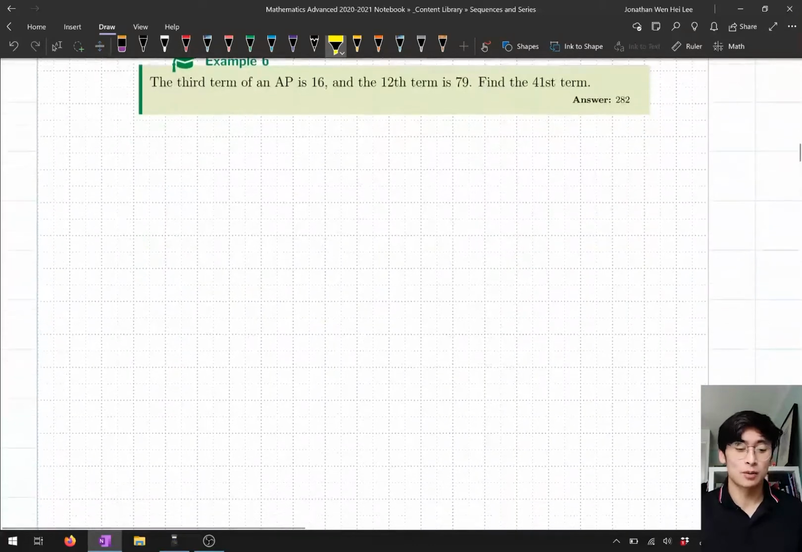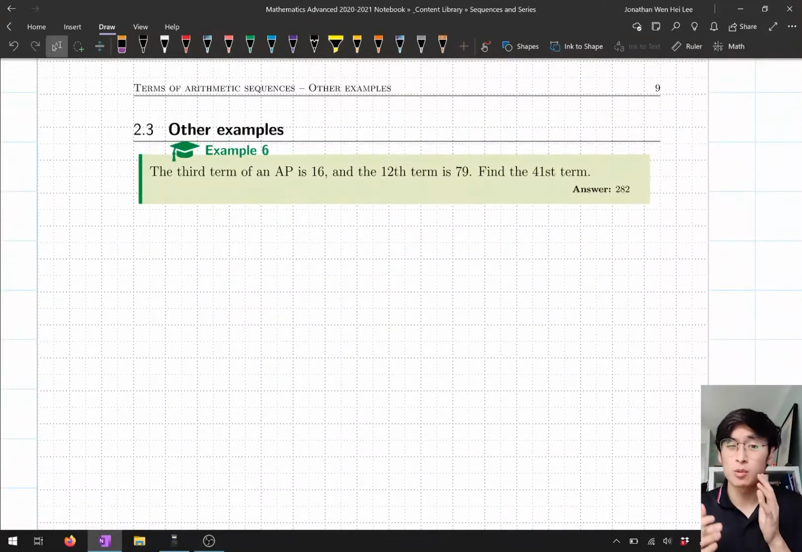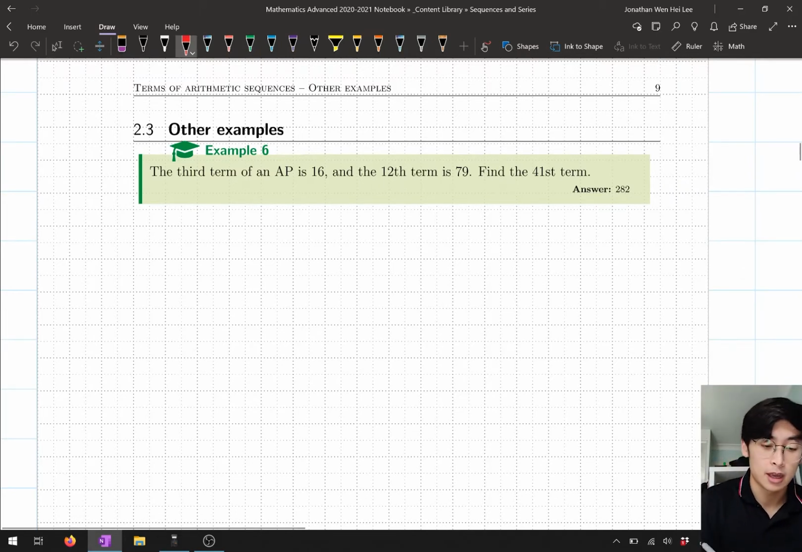Let's have a look at the next one. Now this one is where we need to use a little bit more thinking and a little bit more problem solving skills. Let's have a read. The third term of an AP is 16 and the 12th term is 79. Find the 41st term. So let's just break down the question, what we have here, and write it down.